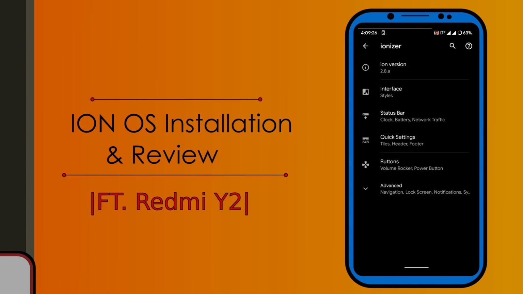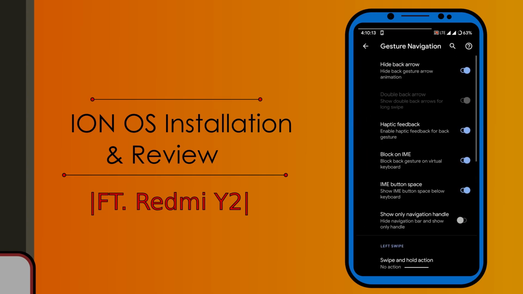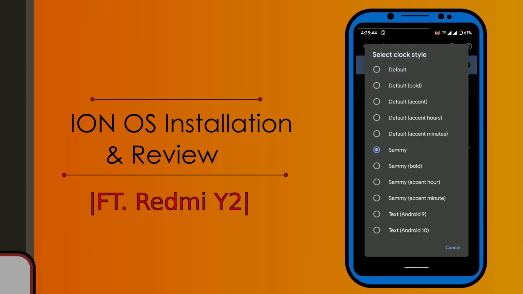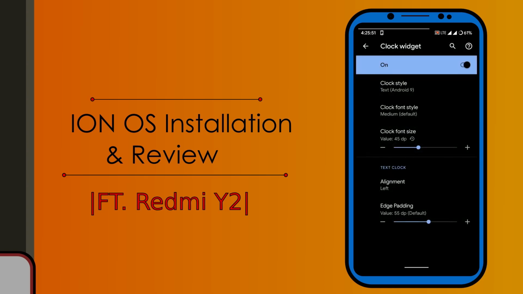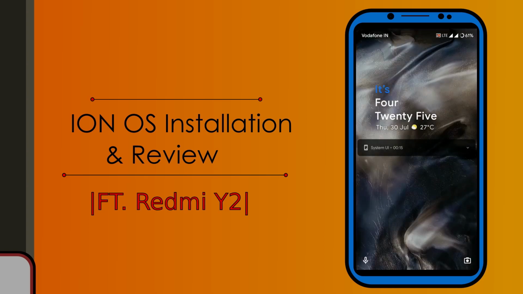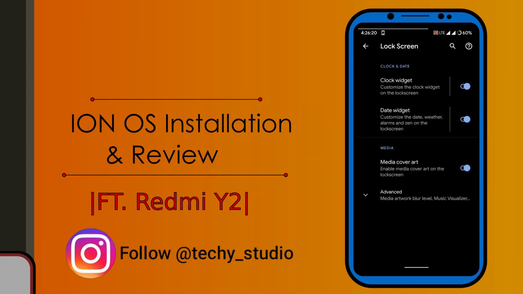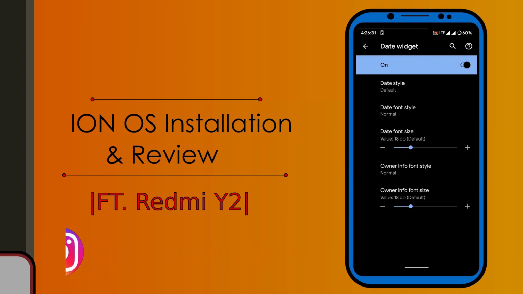Going back, going to navigation, now here going to gesture navigation, here you get the option to hide back arrow or enable it. You can also enable double back arrows if you require. Going to lock screen, going to clock widget. Now in clock style you can pick up any one of them. Even here if you randomly pick any of them, the clock will look something like this. You can change it according to your requirement. You can try out all the fonts and styles. Going back, going to date widget, here you can set date style, date font style and also date font size.